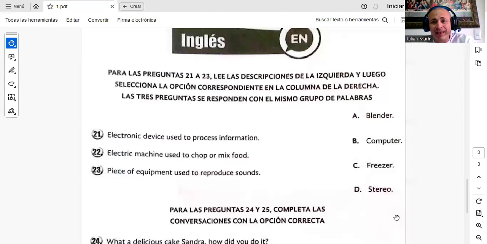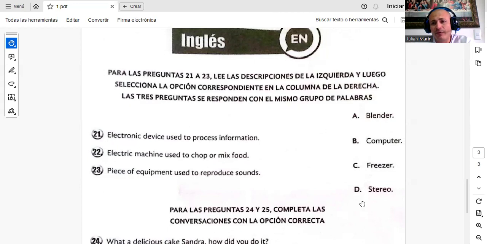So, we're going to start projecting. And over here, we are in the English section of the test. The nature of this section is essentially connecting concepts on the right, A, B, C, and D, with their definitions or descriptions on the left side, 21, 22, 23. As you can see, we have 3 questions and we have 4 options. This is not a mistake. This is actually intentional because that is the way they have to increase the difficulty of the test.